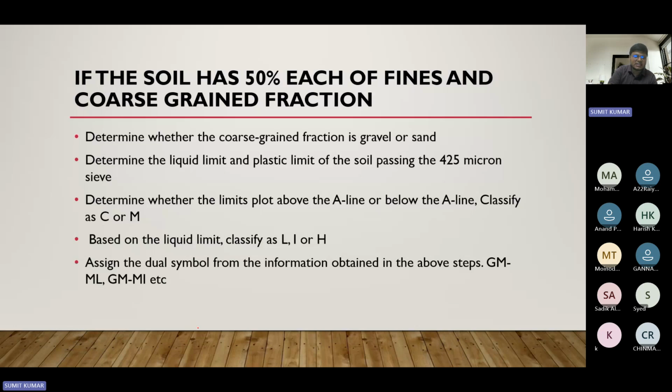Based on the liquid limit, classify as low, I or H. If the liquid limit is less than 35%, it is low. If it lies between 35 and 50, it is I. If it is greater than 50, it is H. Assign the dual symbol from the information obtained from the steps discussed here. Now name it as GM-ML, GM-MI, etc.